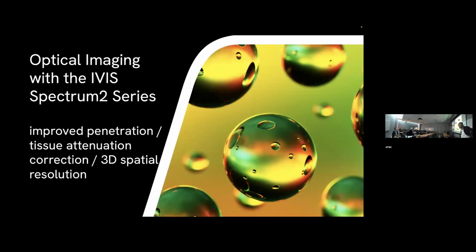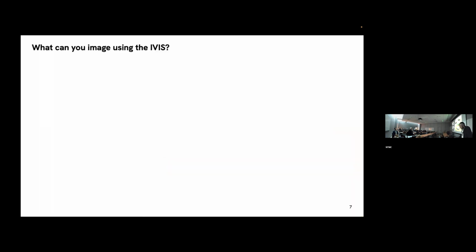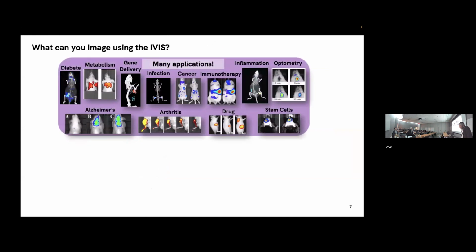So the optical imaging with the IVIS Spectrum system has improved penetration, as I said, but you lose on the high throughput. Tissue attenuation, correction for 3D spatial resolution. What can you image with the IVIS on a 2D versus 3D? Some people mentioned this morning, if I remember correctly, the diabetes aspect with the imaging of the islet that can be done. Metabolism also can be done.